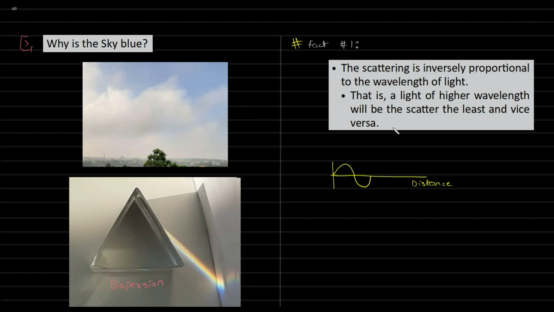So there's a theorem which tells that the scattering is inversely proportional to the wavelength of the light, where n is the power of lambda, where lambda is your wavelength. From here till here is your wavelength. Okay, so this is fact number 1.